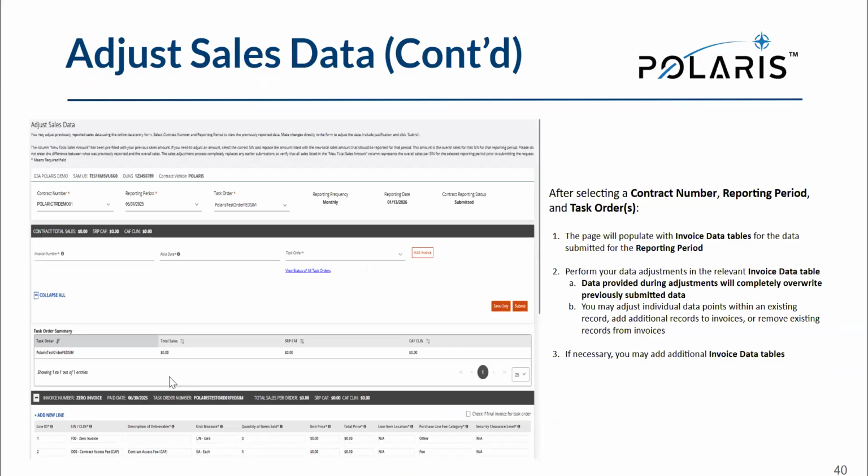Make your adjustments in the table. Any adjustments made will override existing invoices. You can add additional invoices if needed and delete if needed. Note that when you submit an adjusted invoice, the status will be resubmitted.